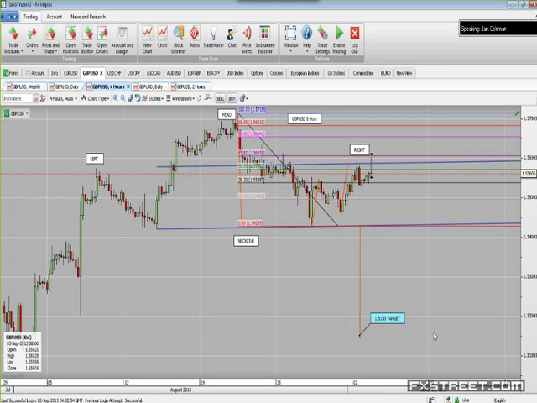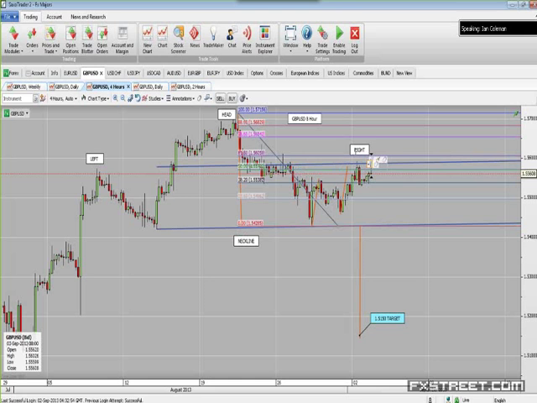A break of neckline, and then a push aggressively lower towards 151.50 in the coming days, probably weeks. Time span, I would say, probably just over a week. But the bias here is still to the downside, so that's adding more ammunition to dollar bulls, basically. So left shoulder, neckline, right shoulder.